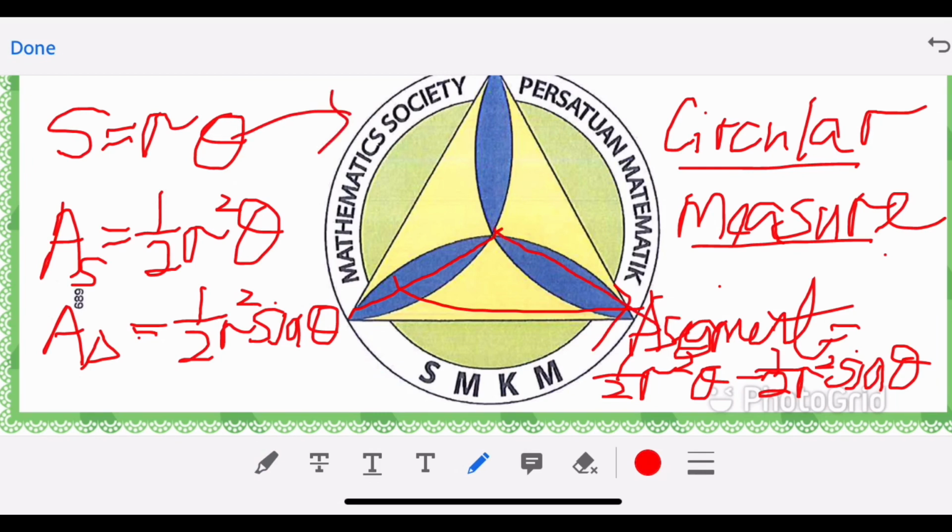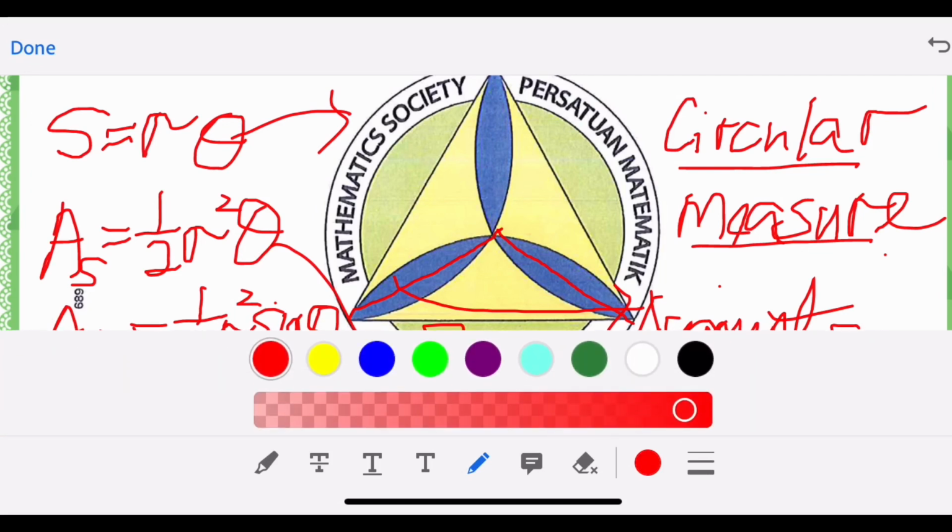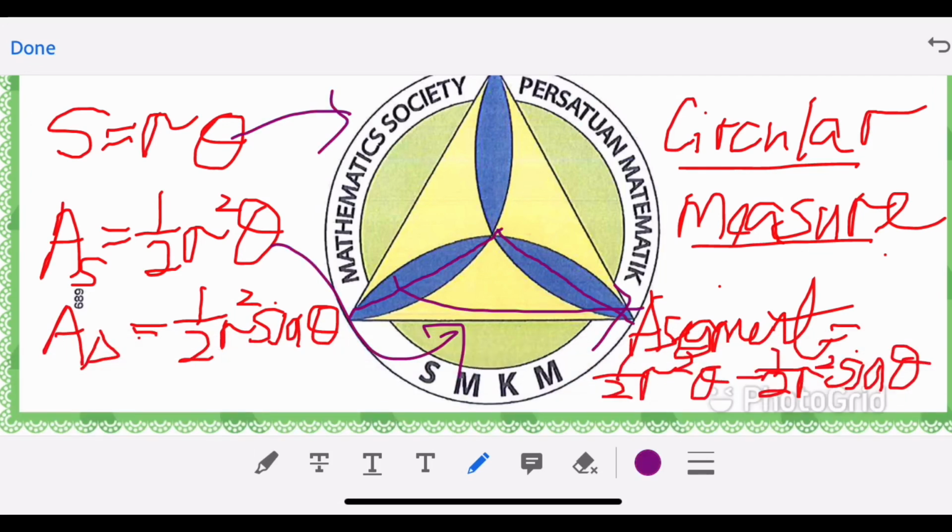If the angle is not given, try to work out the angle by drawing or sketching out the sector and segment. Please bear in mind that the total angle for a circle should be 360 degrees. So if you divide it into 6 sectors, 360 divided by 6, you'll get 60 degrees for each sector.